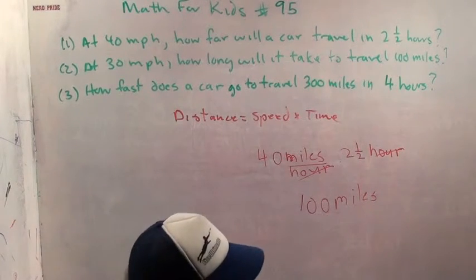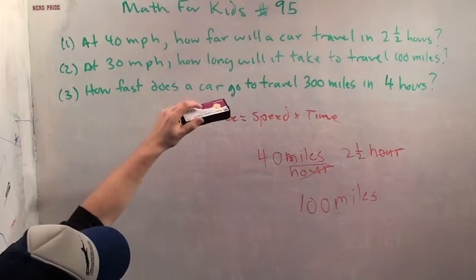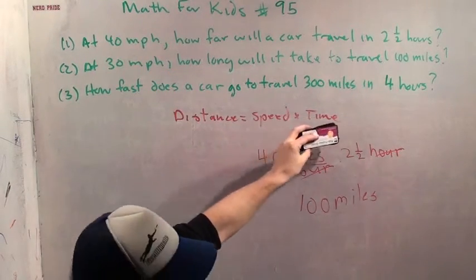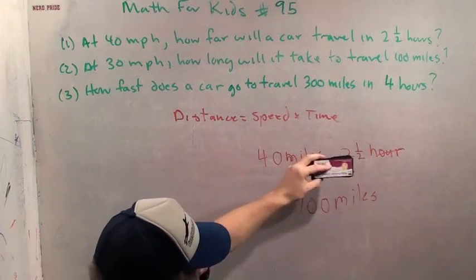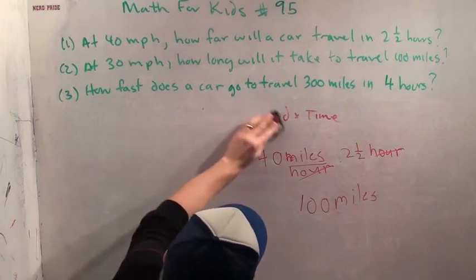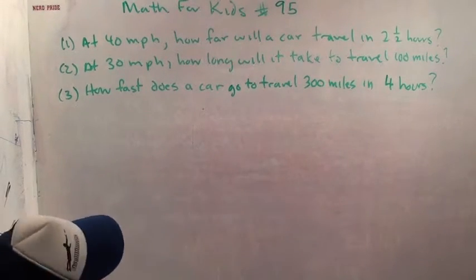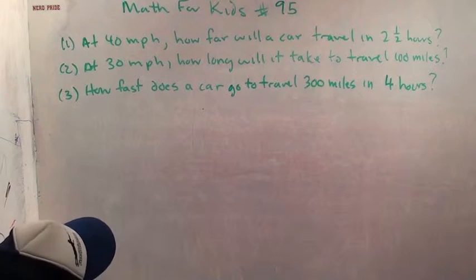Okay, you ready for problem number 2? Yep. Okay, so in the first one, at 40 miles an hour, how far will a car travel in 2.5 hours? We said distance equals speed times time. 40 miles an hour times 2.5 hours is 100 miles. Okay, what's problem number 2? At 30 miles an hour, how long will it take to travel 100 miles?